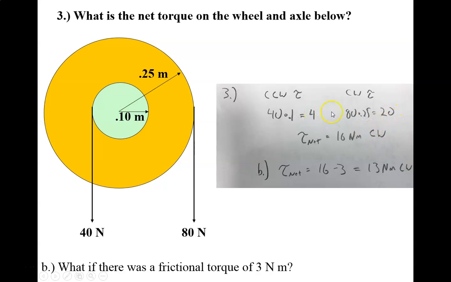I subtract them because they're in opposite directions, and I get 16 Newton meters of clockwise torque left over. Now, if there's a frictional torque like down here, that's always going to act opposite to whichever way it's rotating. So if it's rotating in the clockwise direction, then the frictional torque is going to act opposite that, and we would subtract that off to get 13 Newton meters of clockwise torque left over.